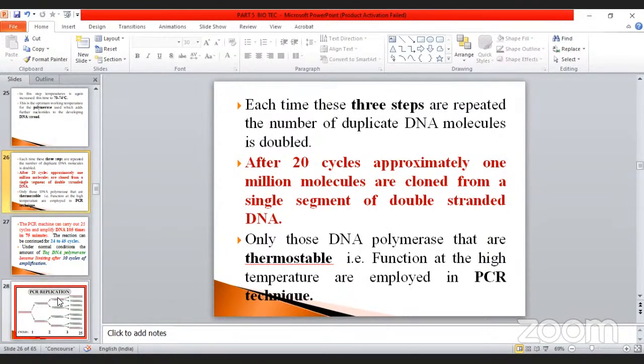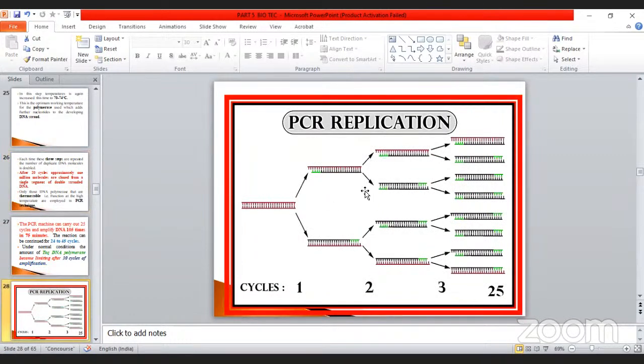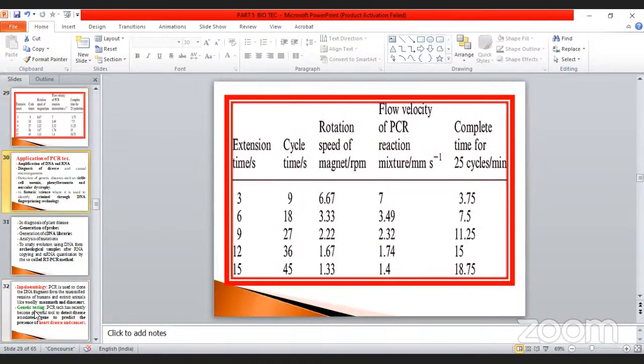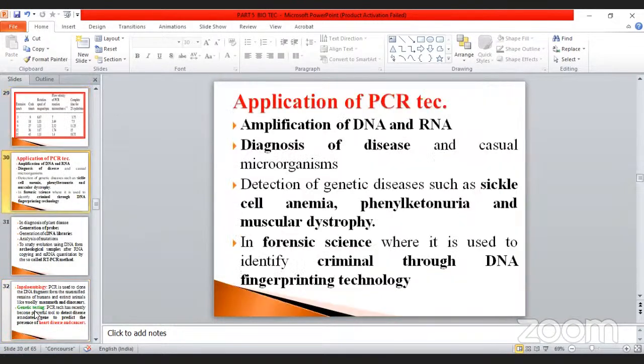That we also already discussed. And then PCR reactions, you already know how many steps are involved. Cycle 1, cycle 2, cycle 3, cycle 25. How much is that? And the application of PCR is very important.